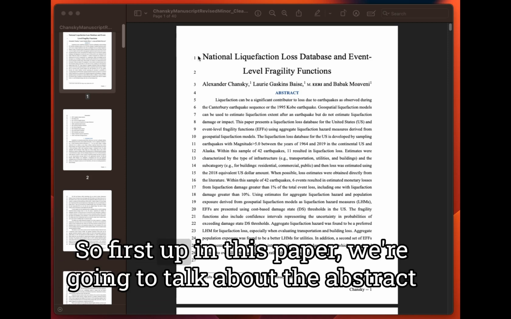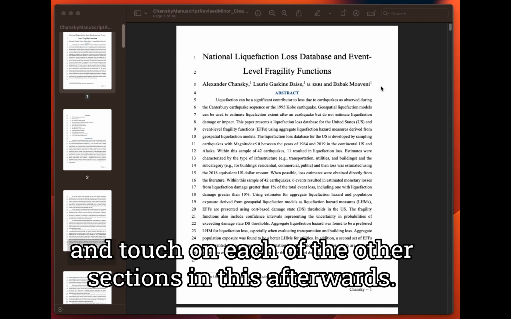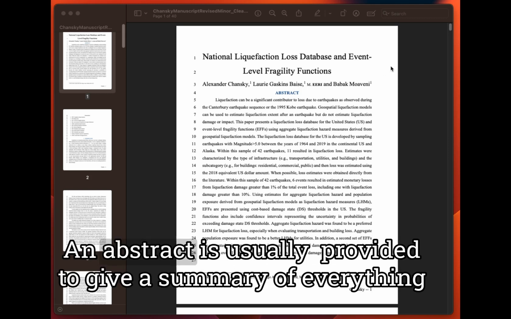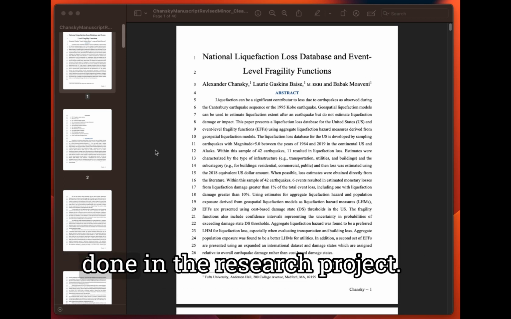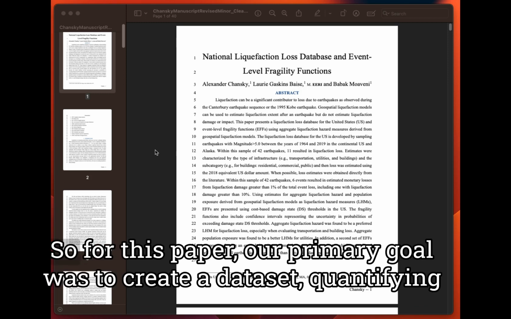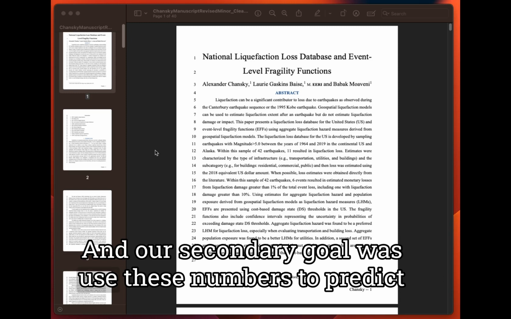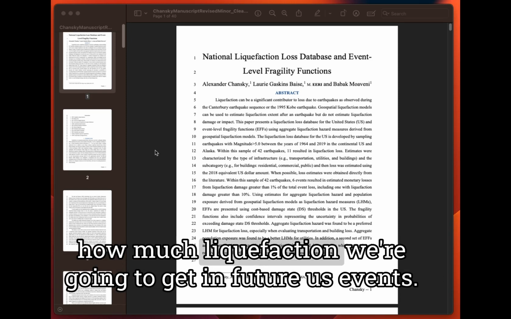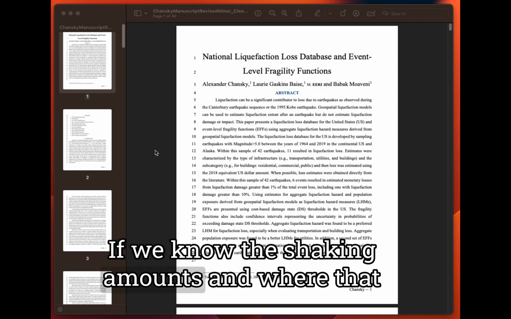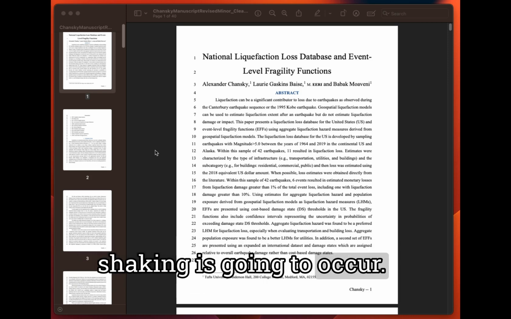So first up in this paper, we're going to talk about the abstract and touch on each of the other sections afterwards. An abstract is usually provided to give a summary of everything done in the research project. For this paper, our primary goal was to create a data set quantifying historical liquefaction in the US. Our secondary goal was to use these numbers to predict how much liquefaction we're going to get in future US events if we know the shaking amounts and where that shaking is going to occur.